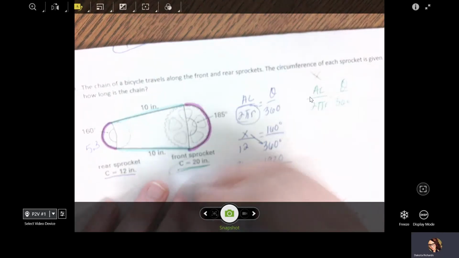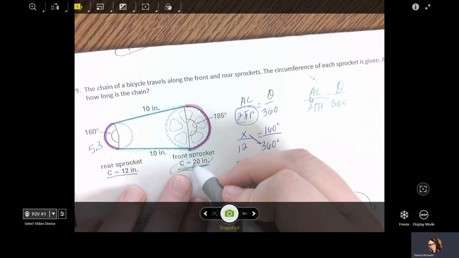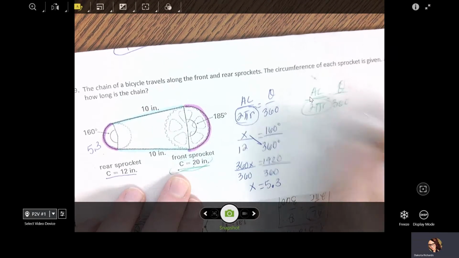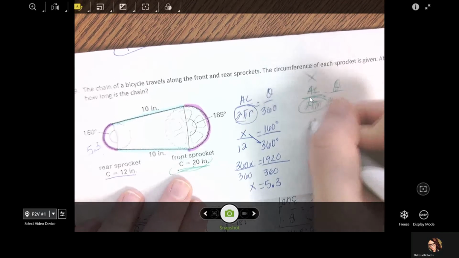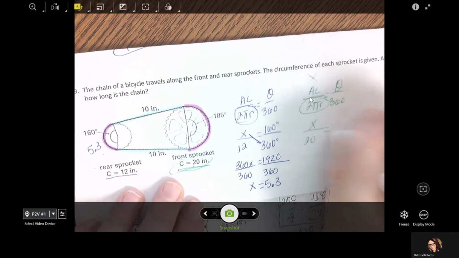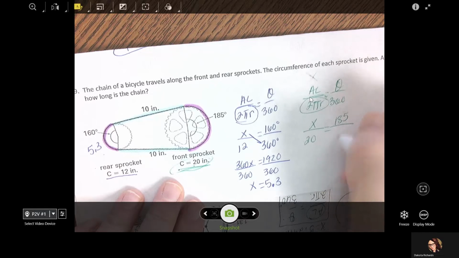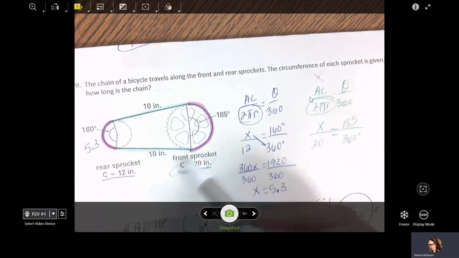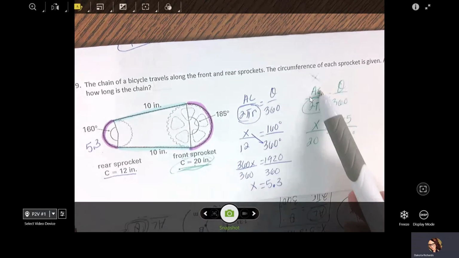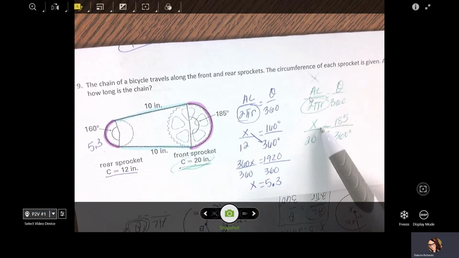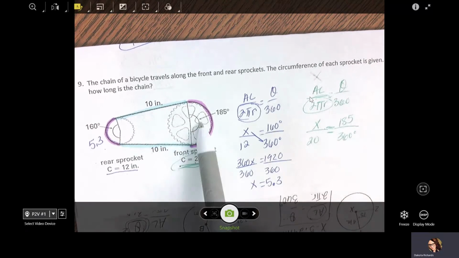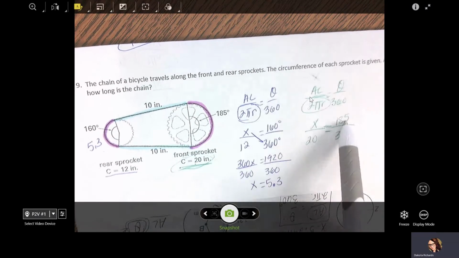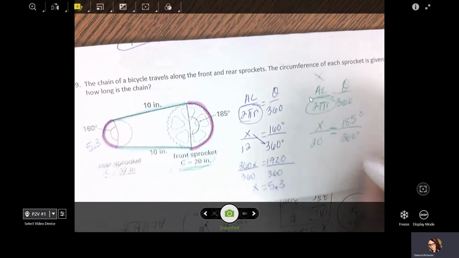20. So that's your circumference. That is 2 pi r. So we're going to replace the 2 pi r with 20. Okay, does everyone see what I did? I'm trying to find the arc length, so I put that in for x. And then theta is your arc measure. Our arc measure is given to us. It's 185 degrees, so that goes here. From here, you just cross multiply.